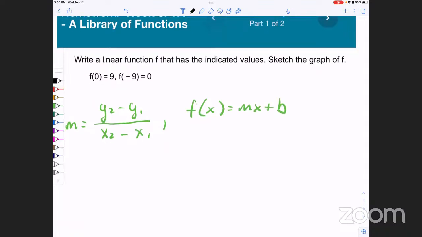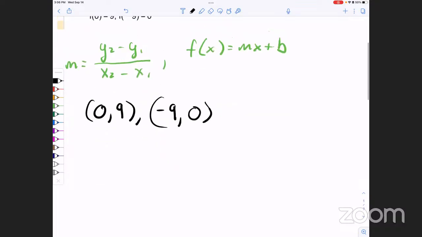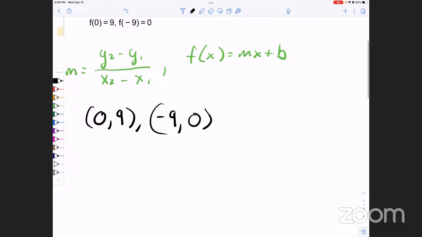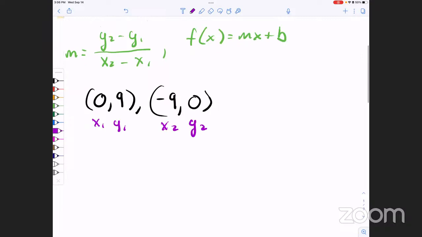So now let's identify the ordered pairs that are given. The first piece of information says that when x is 0, y is 9. And then when x is -9, y is 0. I usually like to label it x1, y1, x2, y2. So then if we wanted to find our slope, our y2, 0 minus 9, over -9 minus 0, -9 over -9, which is 1.